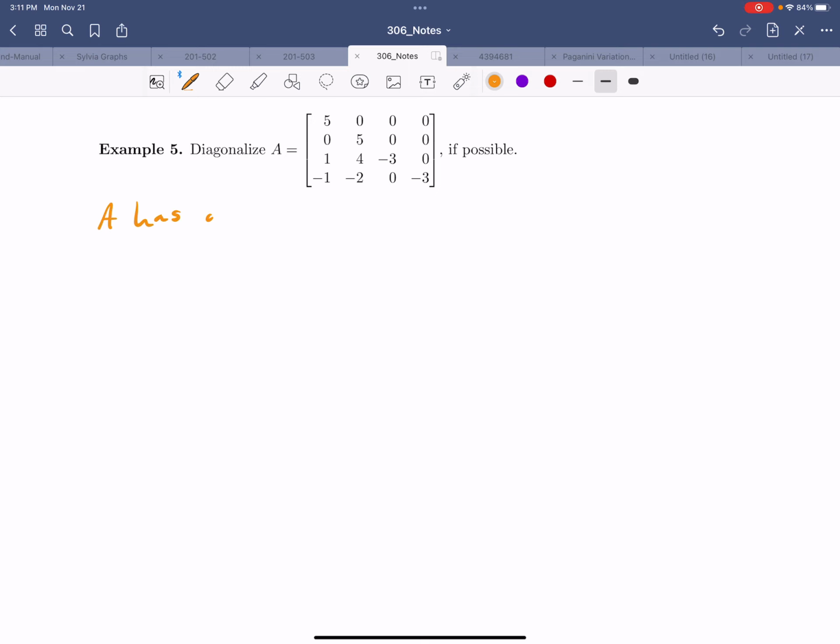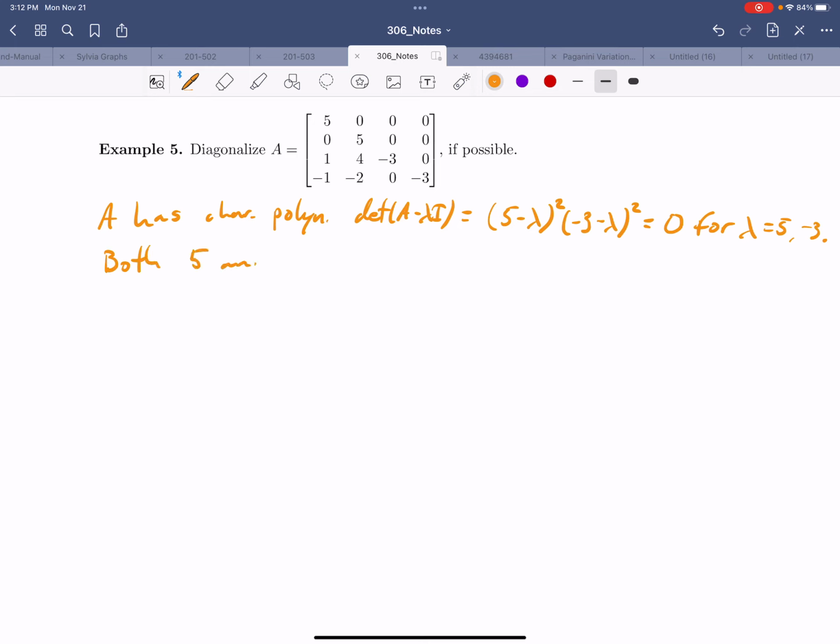A has the characteristic polynomial, which remembers the determinant of A minus lambda I. And because A is lower triangular, we're going to get (5 minus lambda) squared times (negative 3 minus lambda) squared. We're going to set that equal to 0. And I think we can see that lambda is going to equal 5 and negative 3.